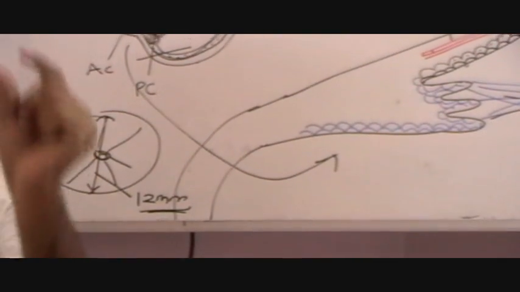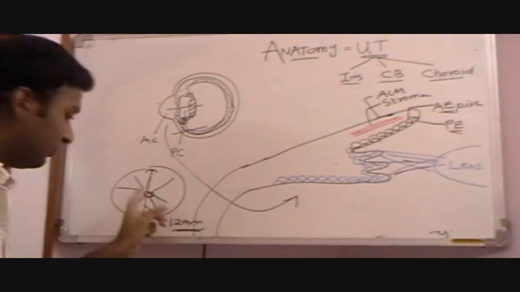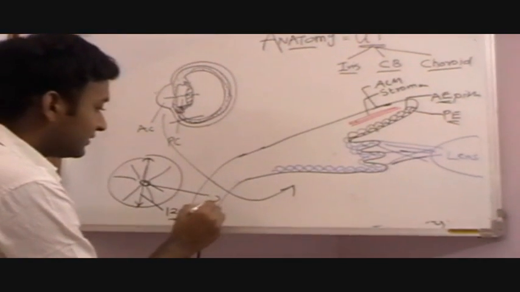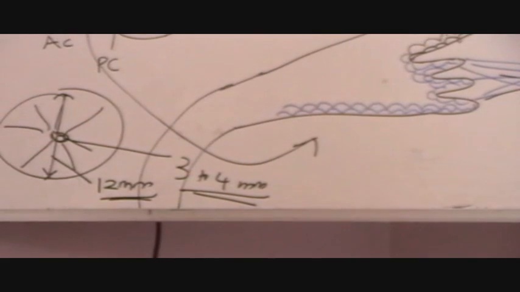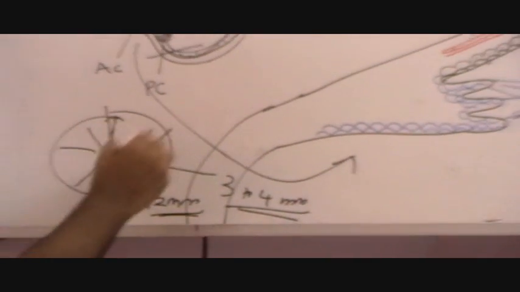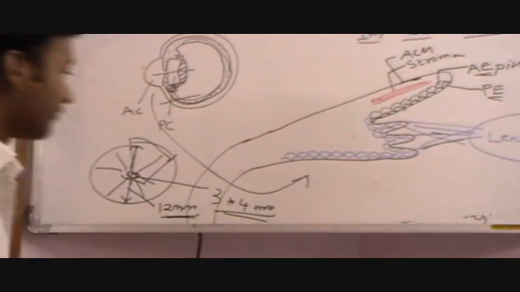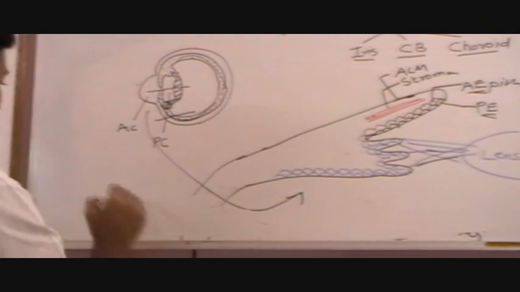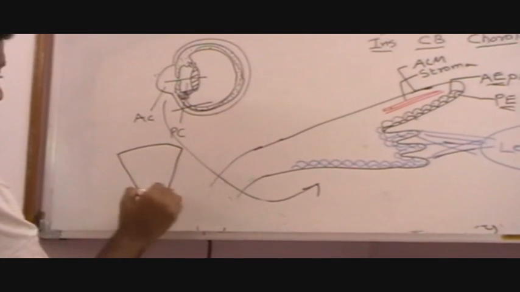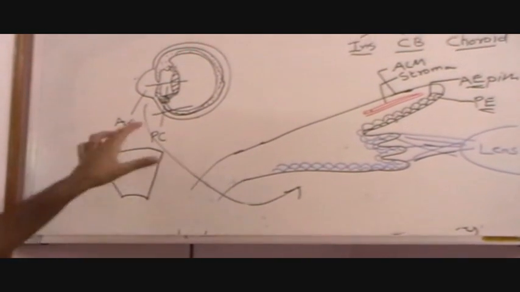They will ask, what is the normal diameter of the pupil? The normal diameter is 3 to 4 mm. Two important points to be understood. Now, what I'll do is I'll take a cross section of this iris. Now, this is the front part of the iris. I've just magnified, taken a section.